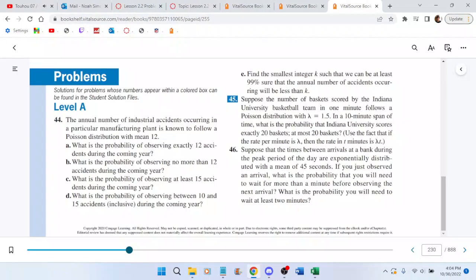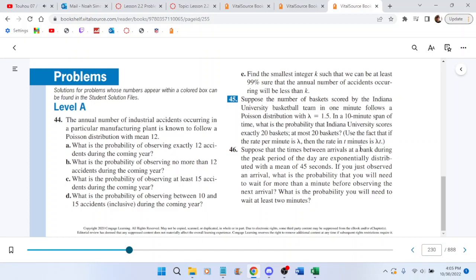45. We're doing 45. We already did 44. 45 is just not very many calculations. The number of baskets scored in 1 minute is a Poisson distribution with a mean of 1.5. What? Why would the mean not even be a whole number? 10 minute span. Okay, easy. Wait, oh no, this is hard.